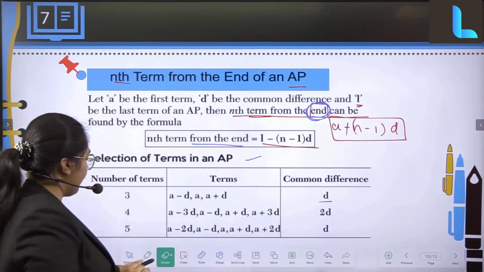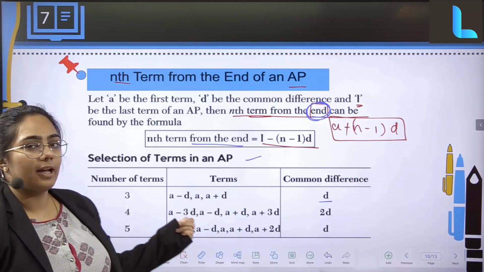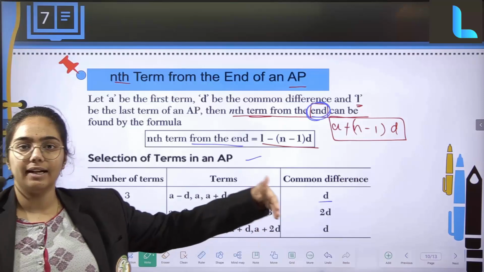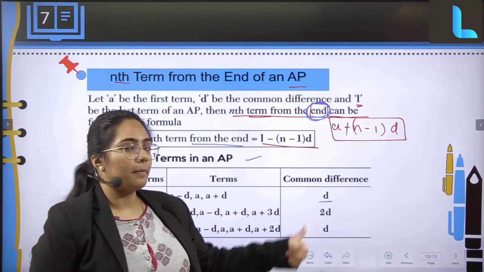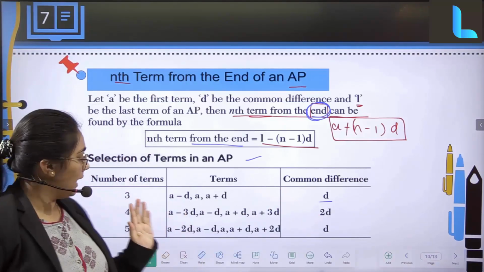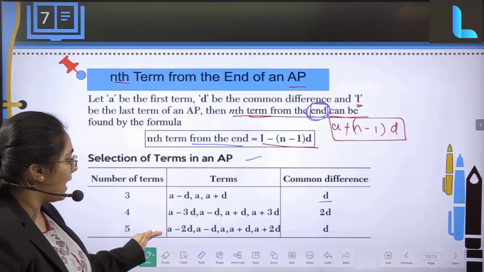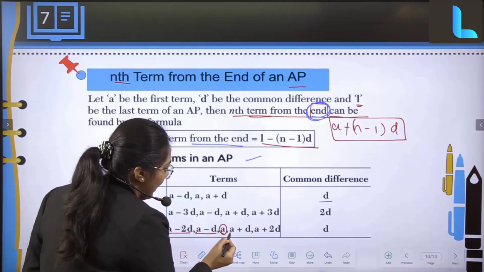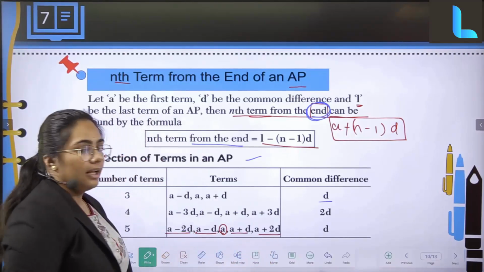Suppose they ask you to find 4 numbers, the 4 numbers are going to be A minus 3D, A minus D, A plus D and A plus 3D. For this, the common difference is going to be equal to 2D. Similarly, for 5 terms, it is going to be A minus 2D, A minus D, A, A plus D and A plus 2D.